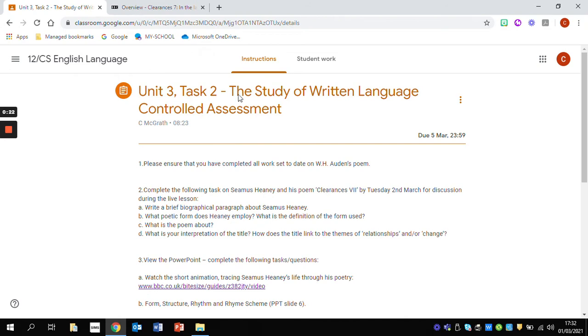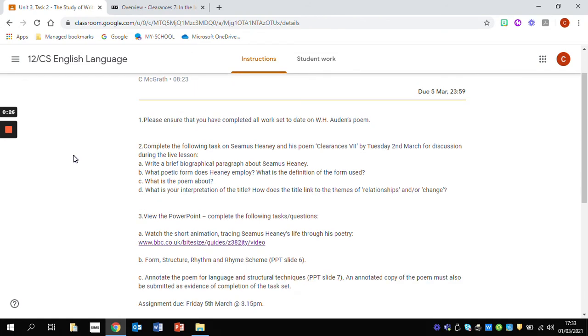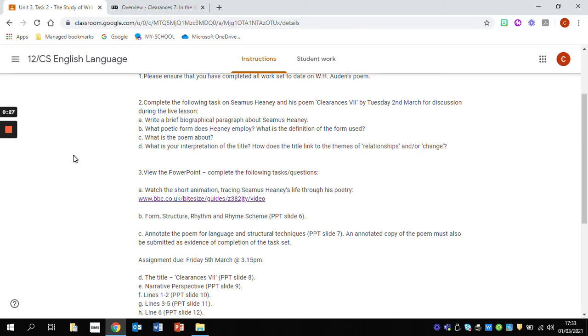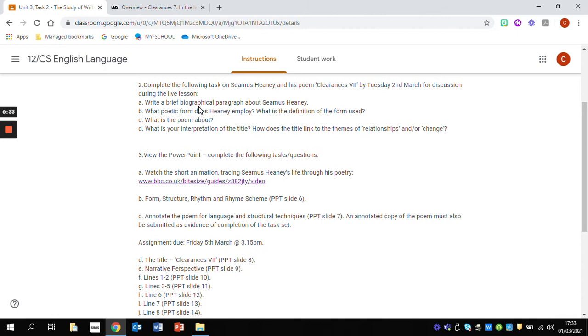This is a piece of controlled assessment. This is very important coursework, particularly now in place of exams, so you have to make sure that you are up to date. Then you're going to be looking at these four steps here.